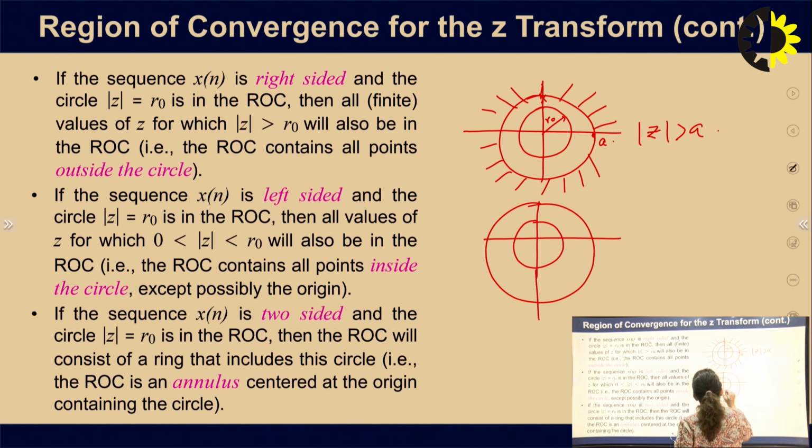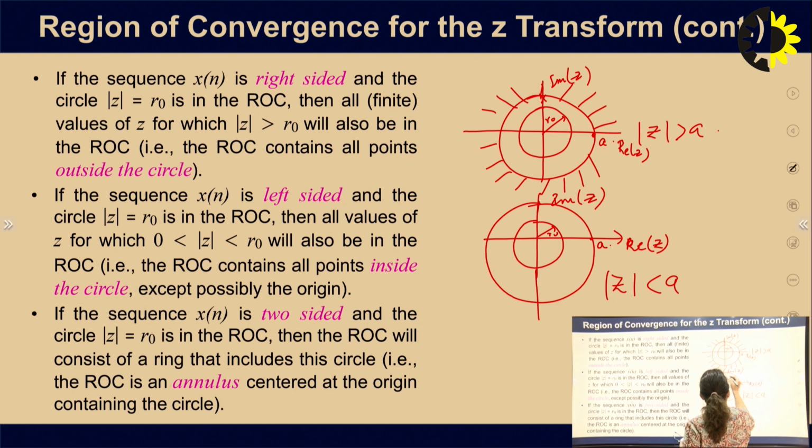Now suppose this is R0, this is a, but the signal is left sided. This is the real part of z and this is the imaginary part of z. If it is left sided, then the ROC is |z| less than a. So it is this part, and it includes |z| greater than R0 also.